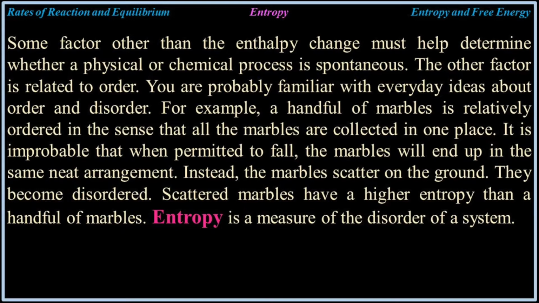You are familiar, probably, with everyday ideas about order and disorder. For example, a handful of marbles is relatively ordered in the sense that all the marbles are collected in one place. It is improbable that when permitted to fall, the marbles will end up in the same neat arrangement. Instead, the marbles scatter on the floor. They become disordered. Scattered marbles have a higher entropy than a handful of marbles. Entropy is a measure of the disorder of a system.